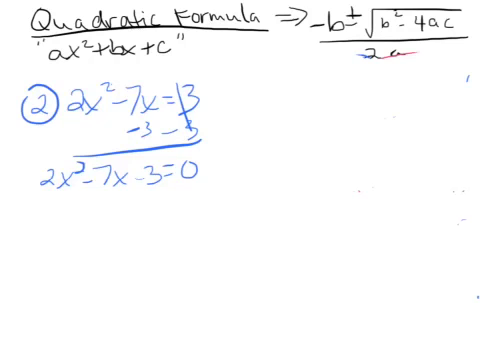Now that I have it set equal to 0, I can go in and identify my a, my b, and my c. And again, my a value here is 2. My b value is negative 7. And my c value is negative 3.